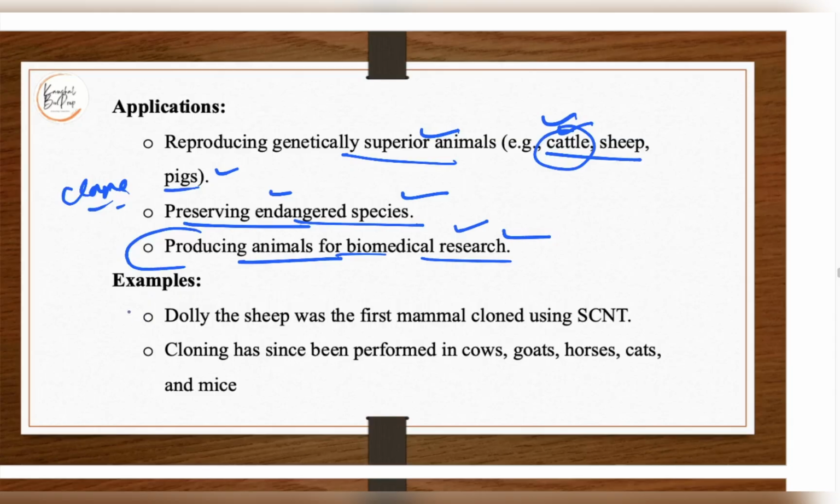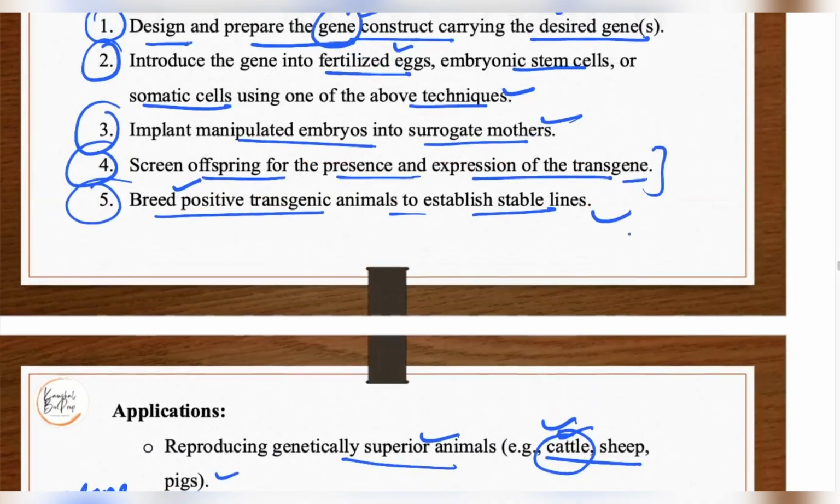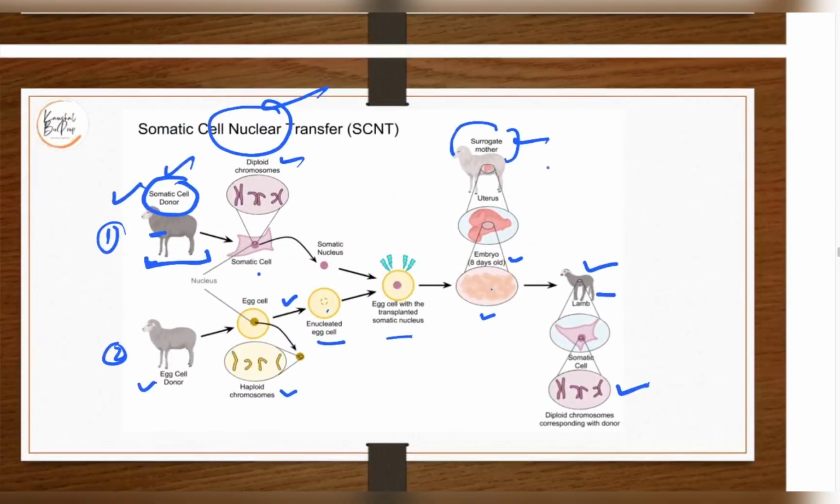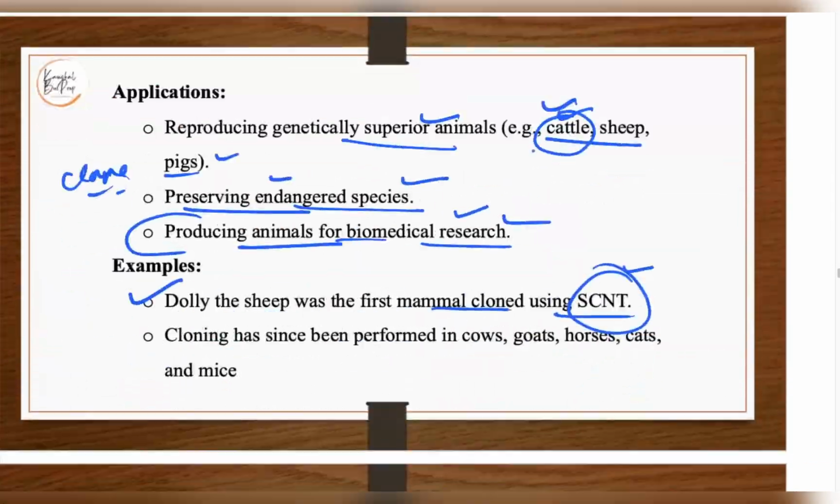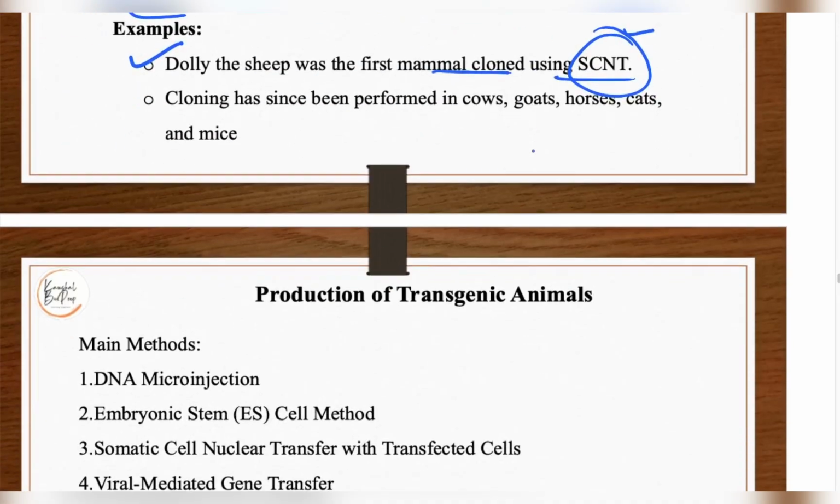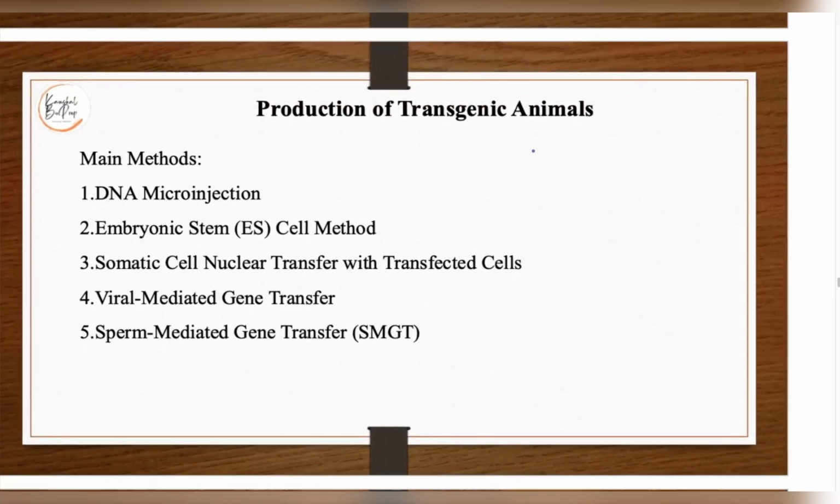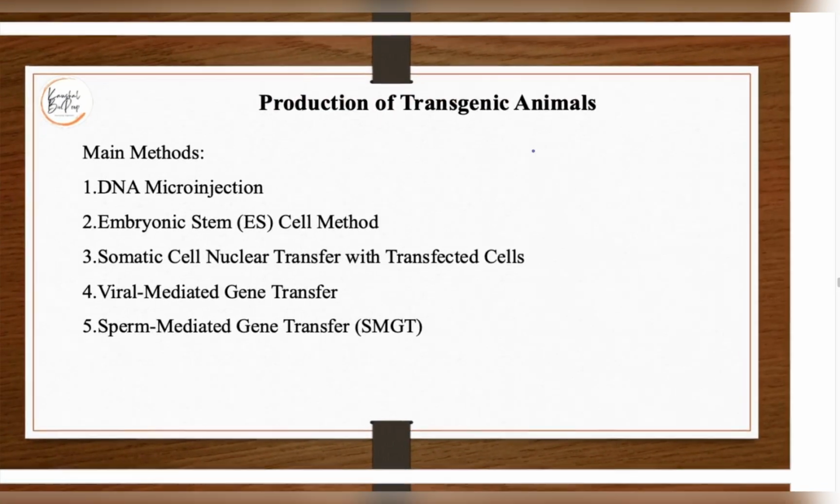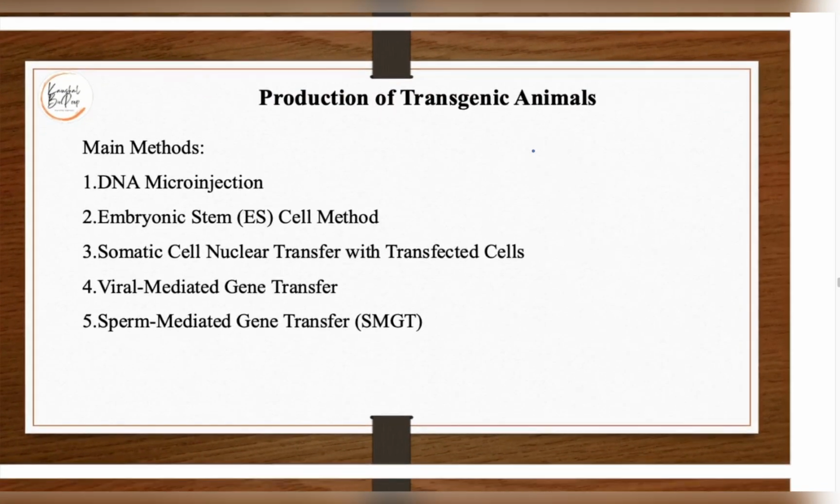Now the first example is the Dolly sheep. That was the first mammal clone using the somatic cell nuclear transfer, which is what I have shown you regarding the Dolly sheep. And then cloning after that has been a practice in cows, goats, and so many other animals. Now if we talk about the production of transgenic animals, there are certain methods for that.